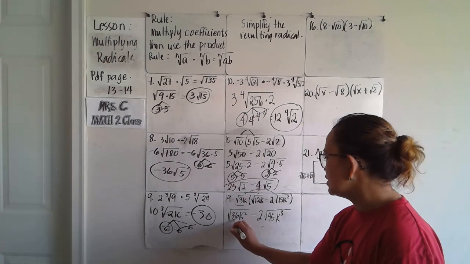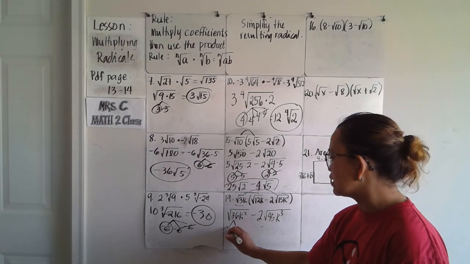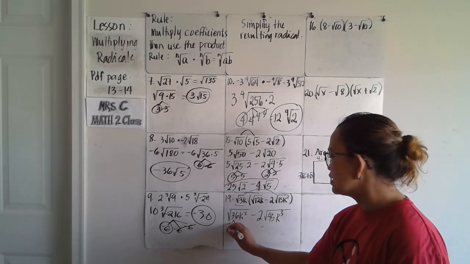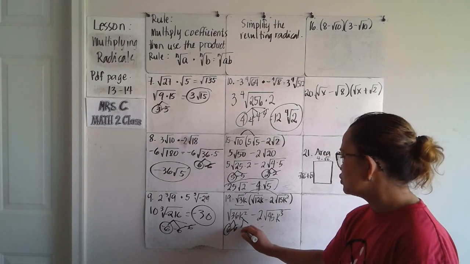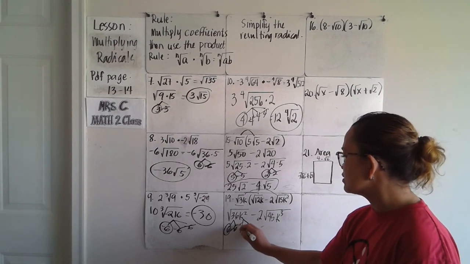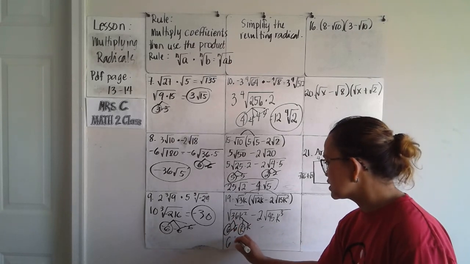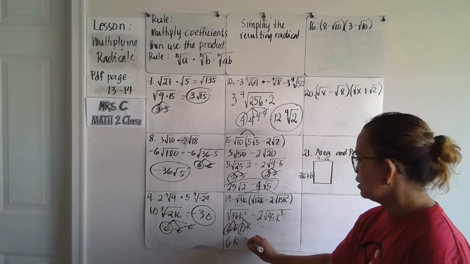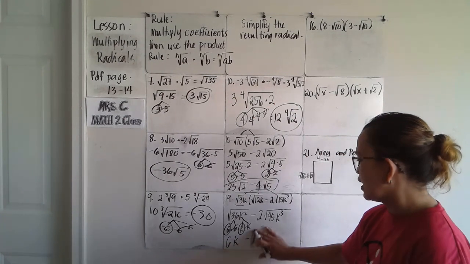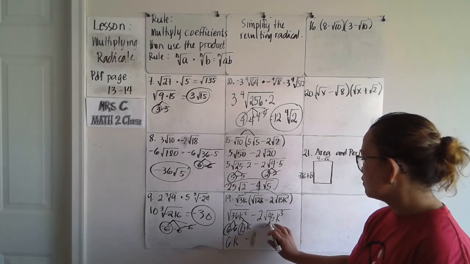So let's simplify this. 36 will give us what? 6 and 6. Cancel, take 1. k squared would be k and k. Cancel, take 1. 2 will remain. This will become 6k minus 2. Not 2 yet because we need to simplify this.